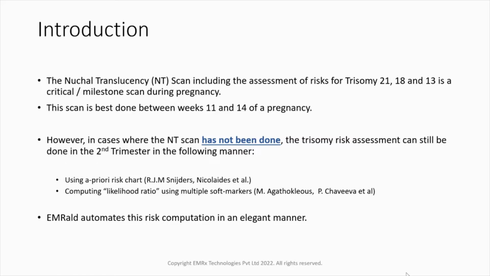However, if a patient misses this time window and lands up at the obstetrician or radiologist only in the second trimester, can we still do a trisomy risk assessment? Yes, the answer is yes, it's still possible to do that. And there are two steps to it. First is looking up the a priori risk chart, which is based on maternal age and gestational age. And the second one is computing likelihood ratios using various soft markers, which are basically fetal anomalies such as ventriculomegaly or short femur, and so on.